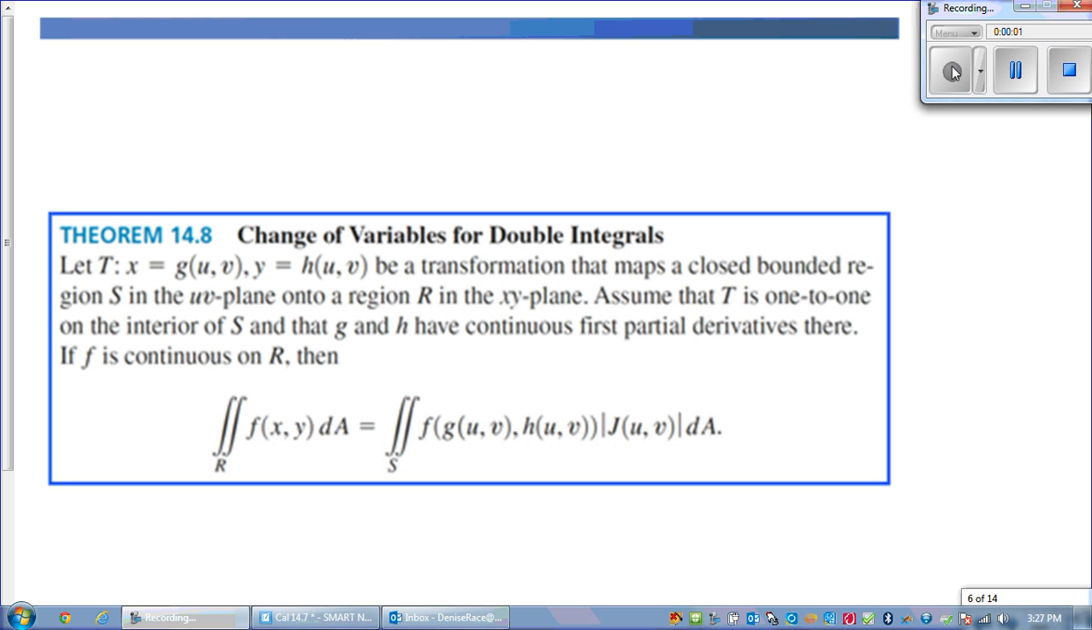Okay, before we can do a change of variables, we must find the transformation, or if we're given the transformation, we need to find the region that's being transformed. So T is the transformation that'll take some region S, which is in the UV plane, to a region in the XY plane.